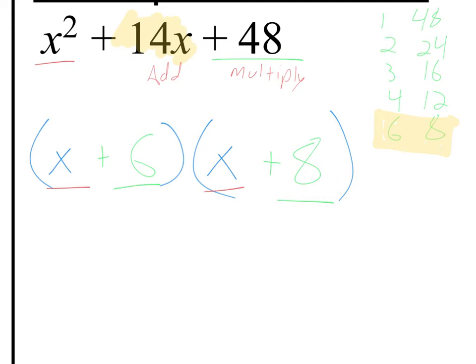Now we can double check this, right? If I were to FOIL this thing out, x times x, that's x squared. So we know that the starting value checks out. 6 times 8, that would be 48. So we know the last term works. The real kicker is making sure that that middle term sums up to 14. So we've got x times 8, that would be 8x, and 6 times x, which is 6x. 8 plus 6 gives us that 14.